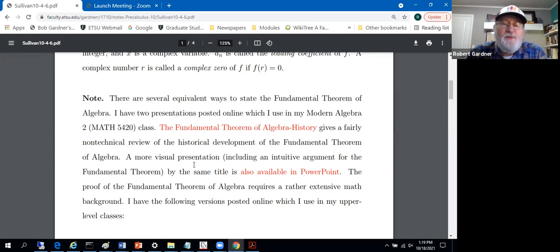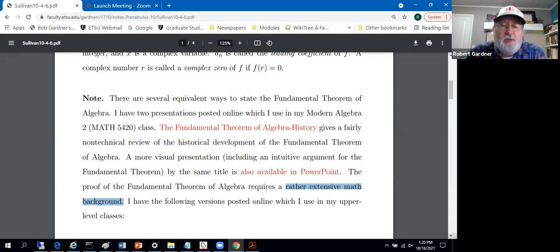A more geometric or visual presentation gives an intuitive argument for the fundamental theorem of algebra. It's also available in a PowerPoint presentation from a seminar I gave at some point along the lines. It gives you a feeling for why the fundamental theorem of algebra would be the case. And it's based, as all good proofs of the fundamental theorem of algebra are, largely on some theory of complex numbers. Any proof of the fundamental theorem of algebra requires a rather extensive math background.